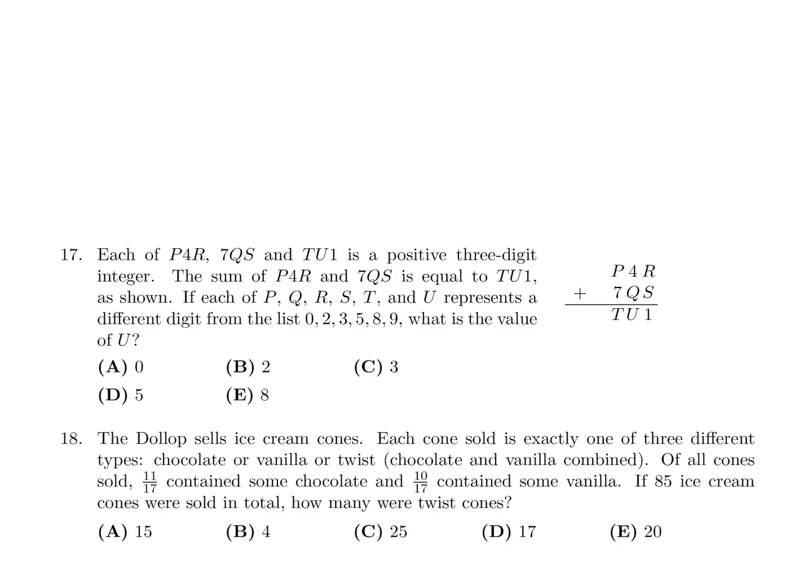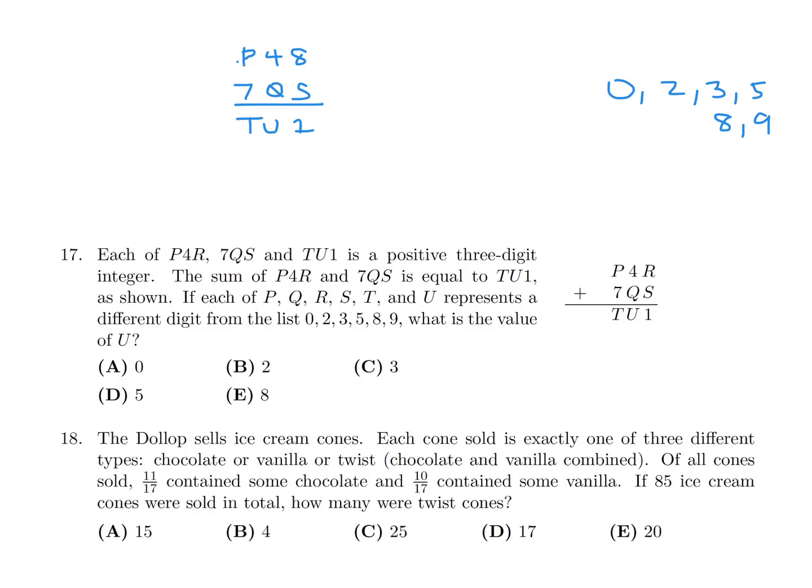Okay, so let's see here. P4R, 7QS, and then TU1. Okay, so this is all trial and error. 0, 2, 3, 5, 8, and 9. Those are the numbers I have to choose from, correct?